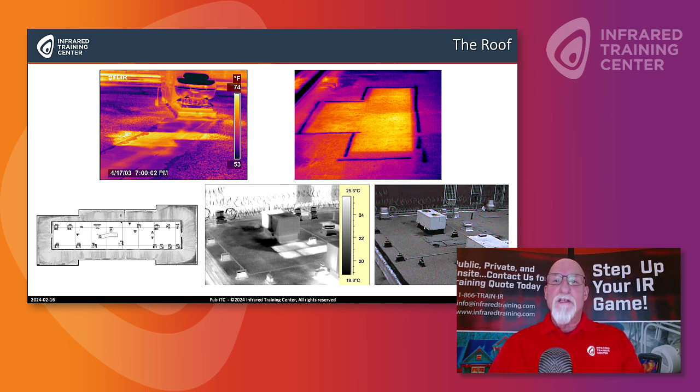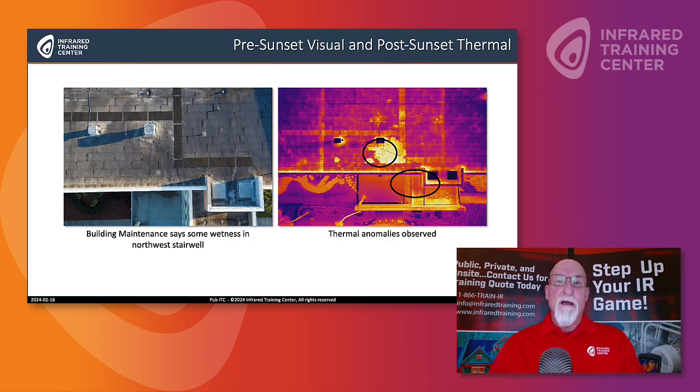What I recommend is take these visual pictures while you still have sunlight. Go up and identify your air handlers. Identify different areas on the roof that may be potential problems. That way, when you do find a problem, you can link it up with the visual pictures you took that afternoon before the sun went down. Again, what we're talking about is pre-sunset, getting up on the roof.